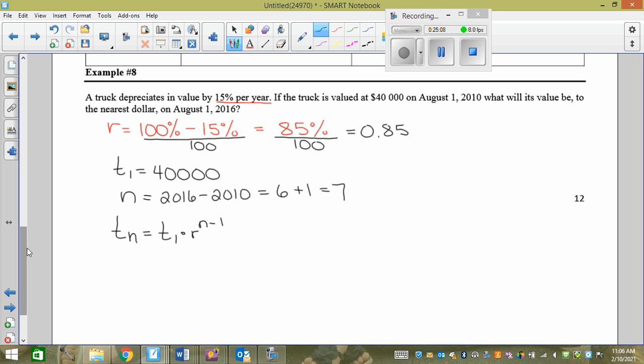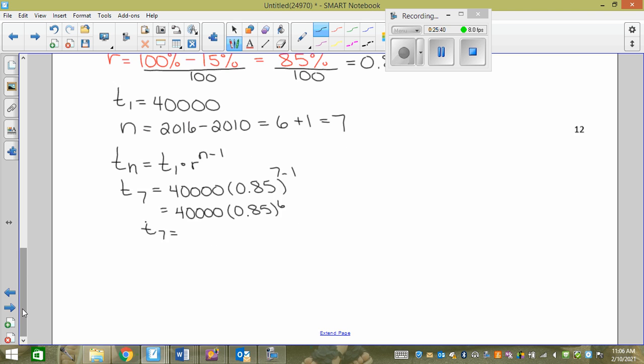So it's going to be Tn, which is what we're finding, which would be T7 technically. We know what n is. Equals 40,000 times 0.85 to the 7 minus 1, which is 40,000 times 0.85 to the 6. You can type that in to your calculator.